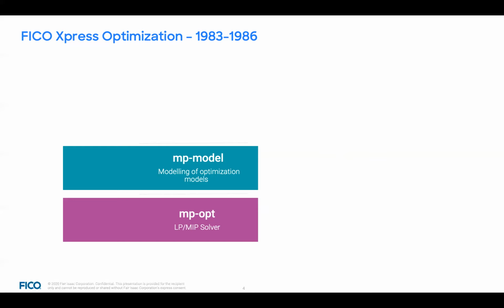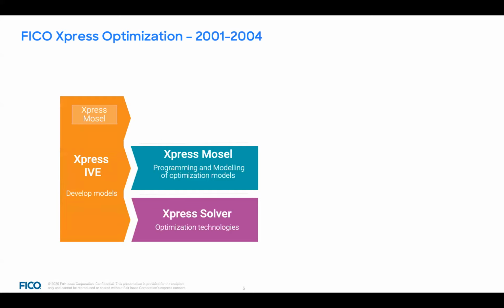And in 86, we introduced the MIP solver. Yeah, so this was the start of our mixed integer programming solver in 86. Then fast forward to this century, or this millennium, we then added a new modeling language called Mosel, because we figured, yes, you need to be able to algebraically formulate your optimization model.